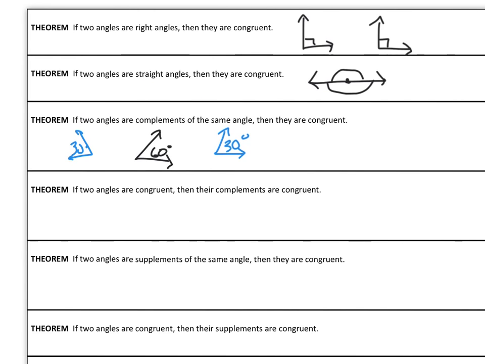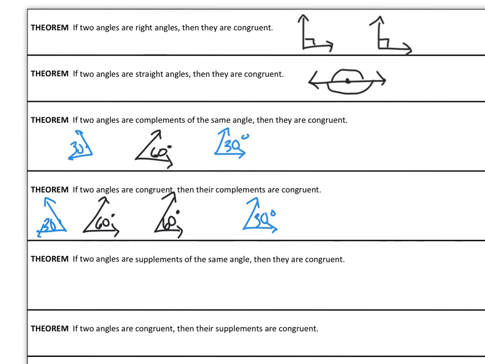Likewise, if 2 angles are congruent, then their complements are also congruent. So if I started off with 2 60-degree angles, and something told me, oh, well, this is the complement of this angle, then I know this must be the complement of the same angle, and those complements have to be congruent.